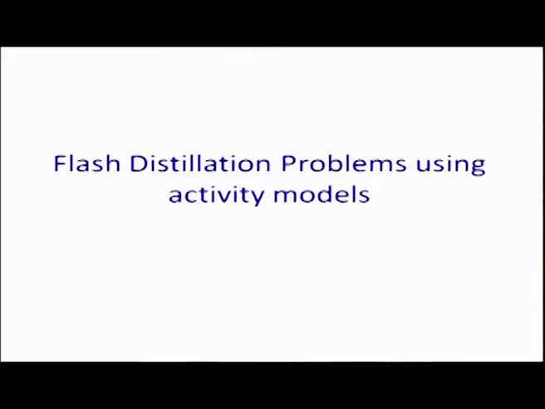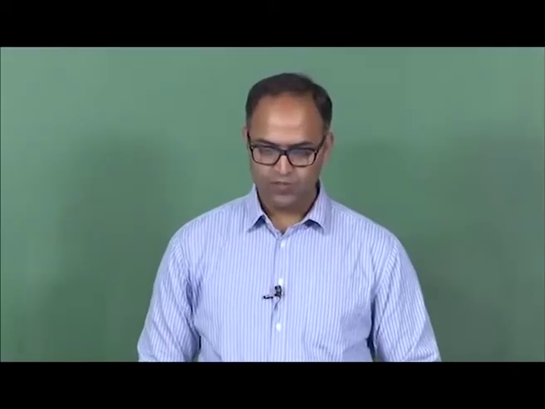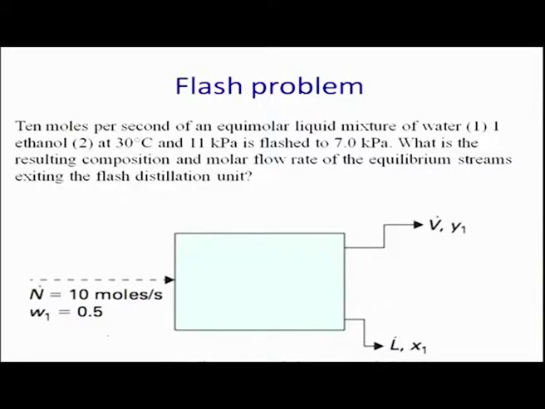Welcome back. In this lecture, we are going to do some examples. This is a flash distillation problem, and we will understand the importance of activity models. So, what is a flash distillation? Typically, it segregates a liquid solution into liquid and vapor form. So, this is the problem we have.